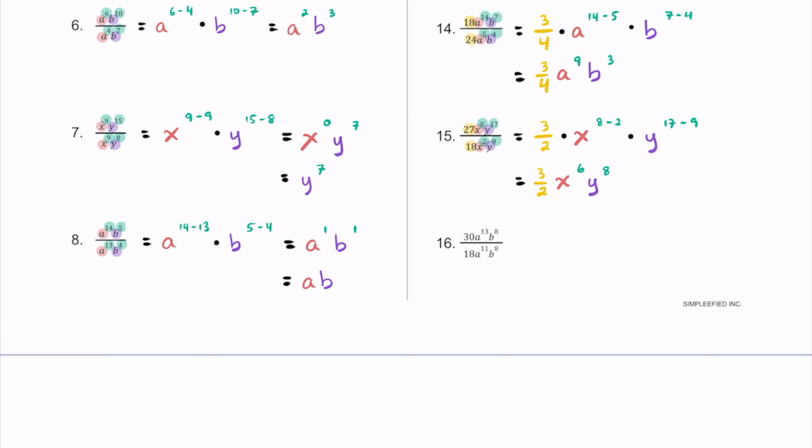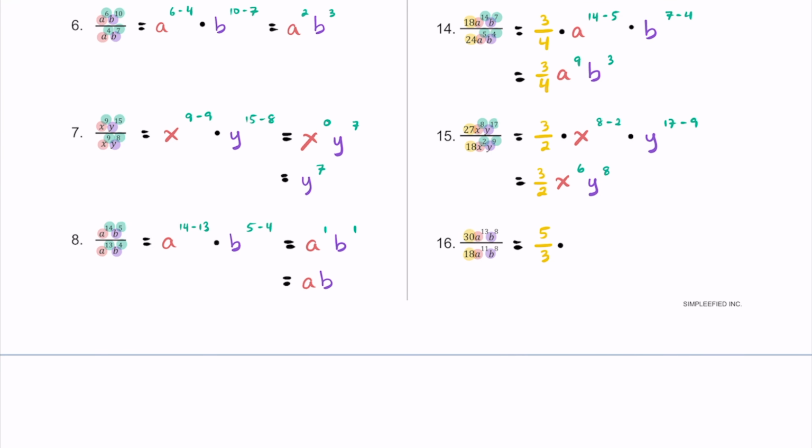Finally, for number 16, we'll do this one more time. Let's go ahead and start with the coefficients and divide those by their GCF. Then use that quotient rule with the base of a, and then use that quotient rule one more time with the base of b. Starting with those coefficients, 30 and 18, their GCF I think is 6, so dividing 30 by 6, we're going to get 5. Then dividing 18 by 6, we're going to get 3, so we're going to have 5/3.